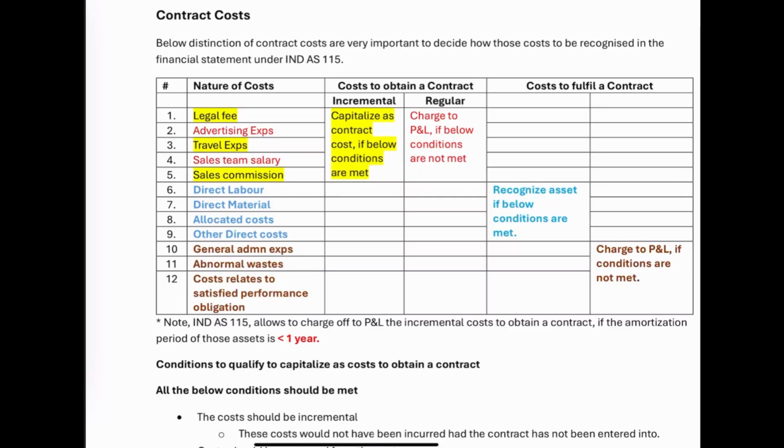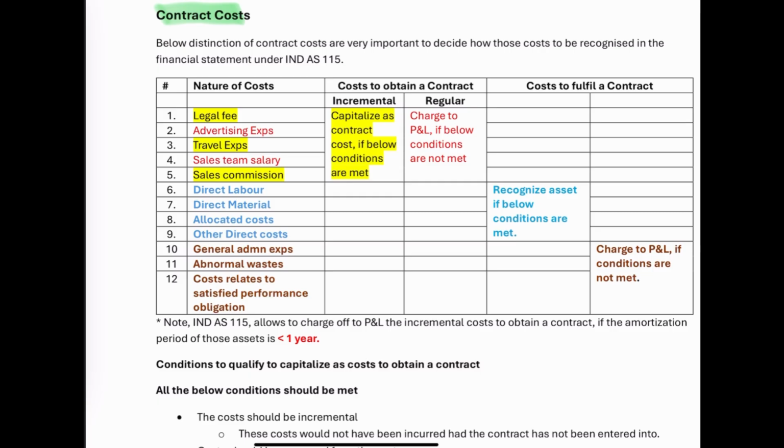Hello, hi dear students. In this video, I will try to take you through a few important concepts under Ind AS 115 and also try to take you through a few important examples that would be relevant for your exams. So first we'll see how the contract cost is defined under Ind AS 115.